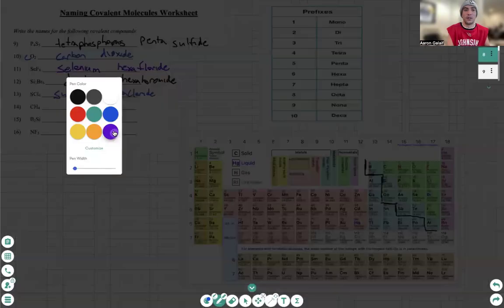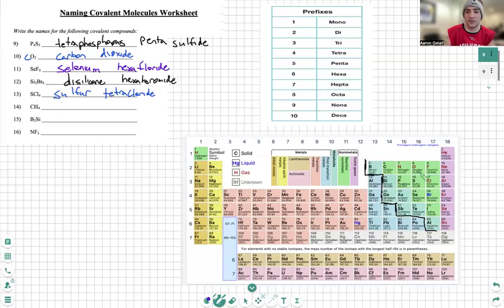Beautiful. Let's keep going. CH4, we have carbon and hydrogen. Hydrogen is on the left side of that line, but we know hydrogen's a nonmetal. That's a gas, so we're always going to know that. So we're going to write carbon by itself. Penta is the wrong one, it should be tetra, because penta is 5, tetra is 4. Tetrahydride.